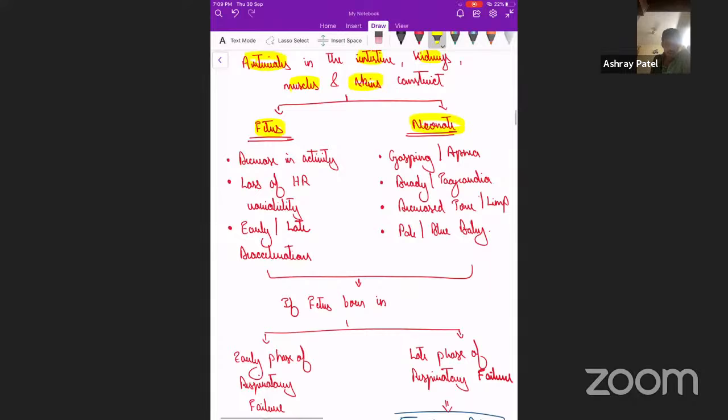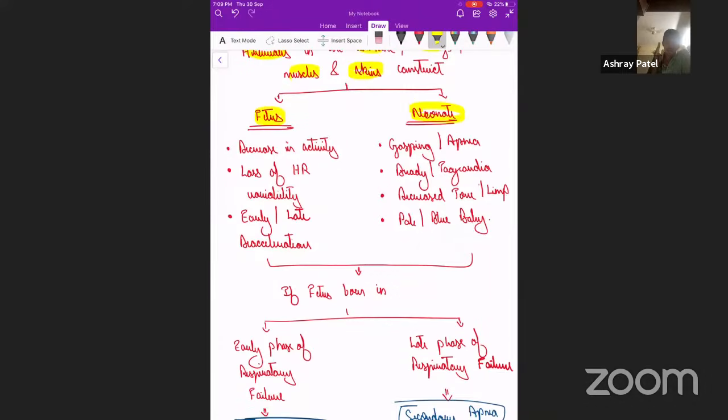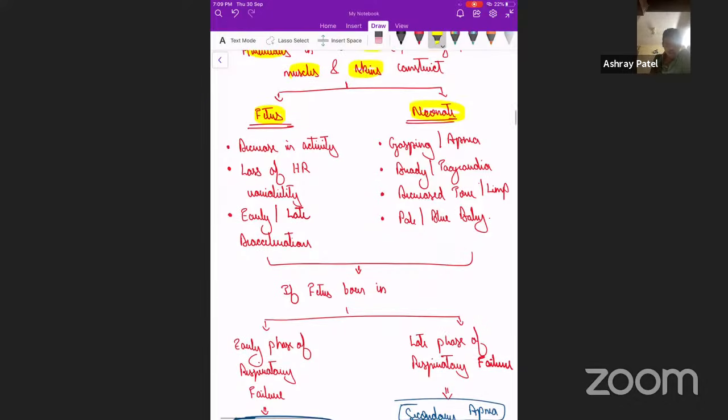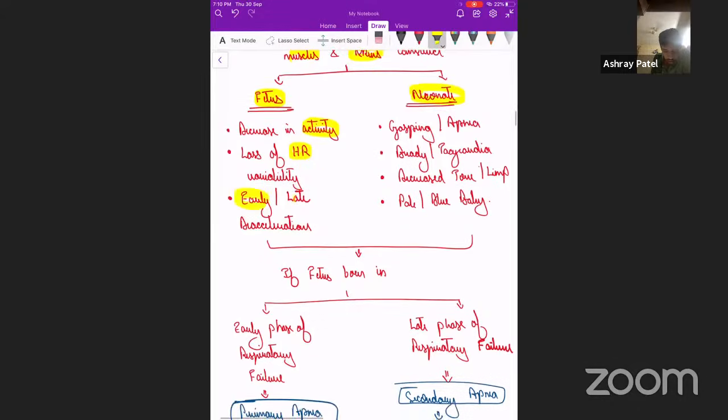When it comes to the fetus, how do we know that the fetus is in some amount of distress, that some respiratory compromise is taking place? Either there is a decrease in the activity of the fetus, or there is loss of heart rate variability, which we see in our NST, or there might be early or late decelerations. So these are a few of the features.